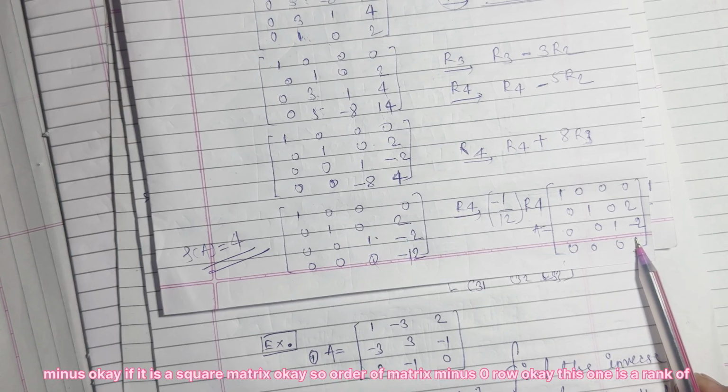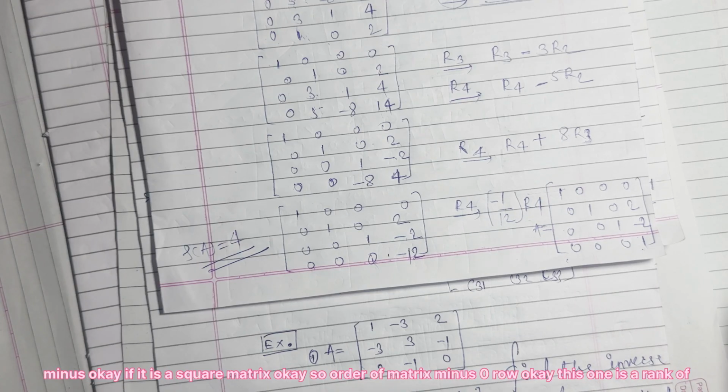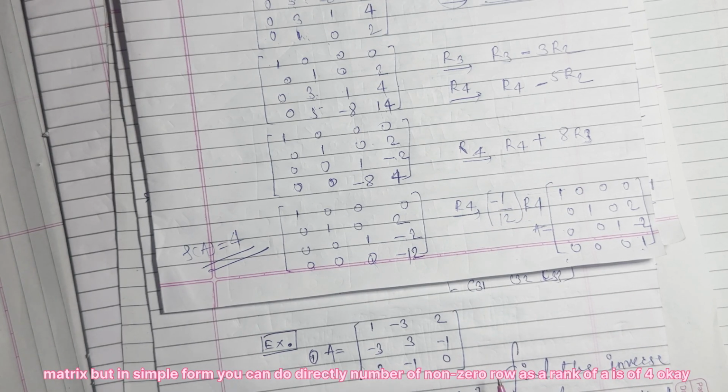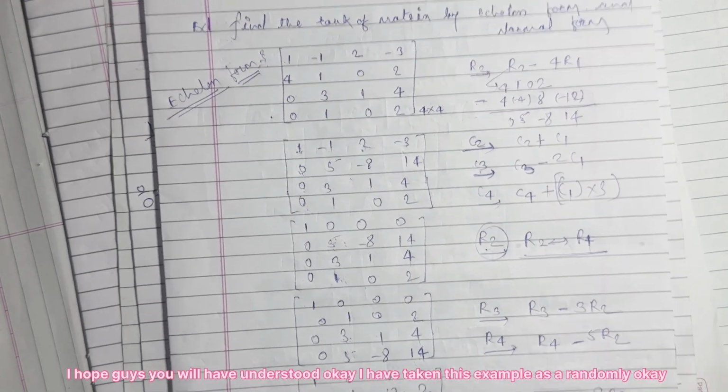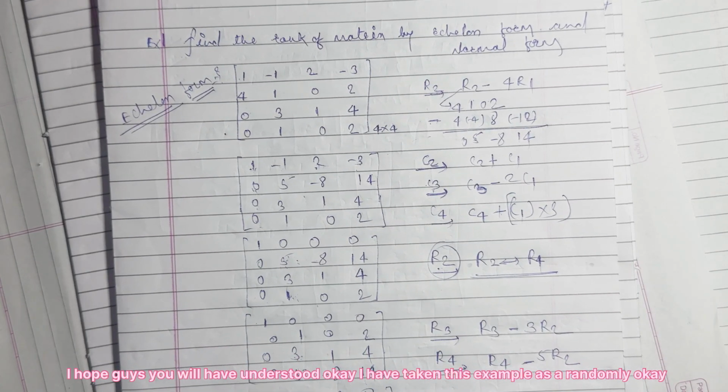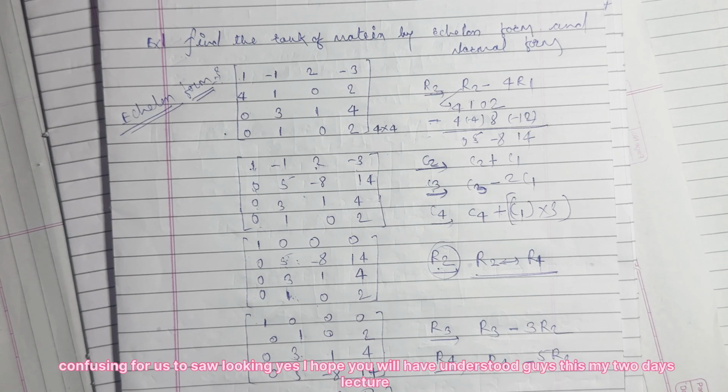So order of matrix minus zero rows. This one is the rank of the matrix. But in simple form, you can directly take the number of non-zero rows as the rank, and the rank of A is 4. I hope you all have understood. I have taken this example randomly, so mostly you cannot take all random examples, as they might sometimes be confusing for us to solve. I hope you all have understood.